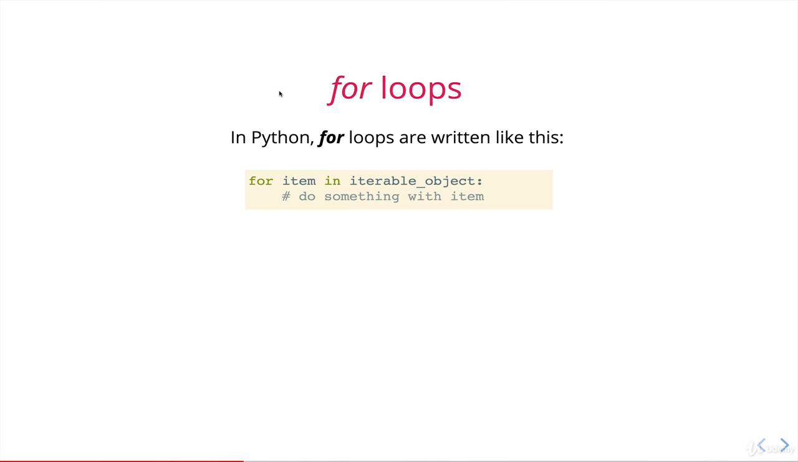So here's the syntax. The first thing I'll point out, for and in, the words in green, do not change. They are Python syntax. Just like if and elif and else, you don't control those. You put them there if you want Python to make this a loop. But item and iterable object are up to you.